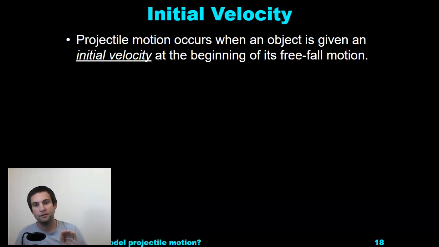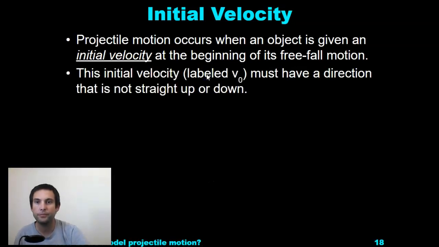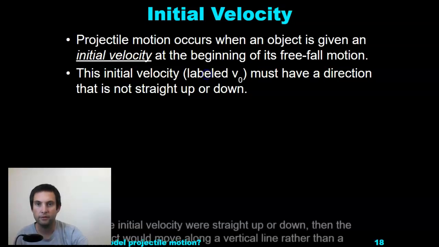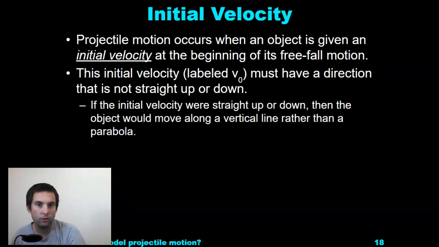So that means it's launched, it's shot upwards, it's thrown if you're throwing a basketball. This initial velocity, labeled v0, must have a direction that is not straight up or down. If the initial velocity were straight up or down, then the object would just move along a vertical line rather than a parabola.